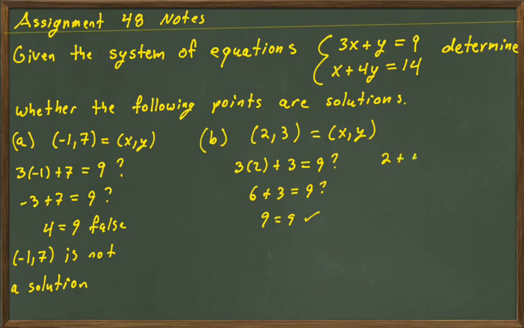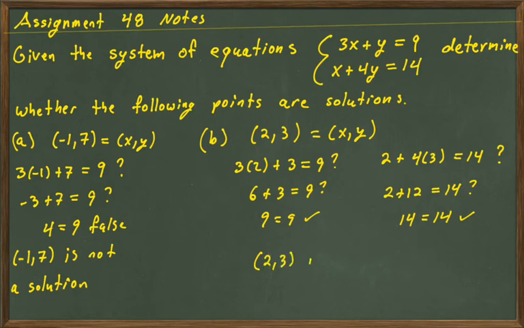Okay, so 2 plus 4 times 3, is that equal to 14? 2 plus 12, is that equal to 14? I think it is. So 14 is equal to 14. That's true. This point, 2 comma 3, satisfies both equations, and so we can say that 2 comma 3 is a solution to the system of equations.